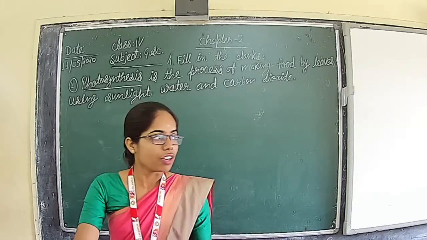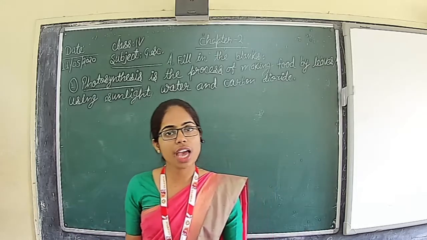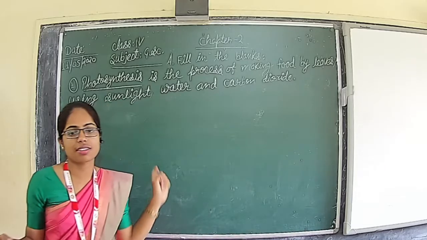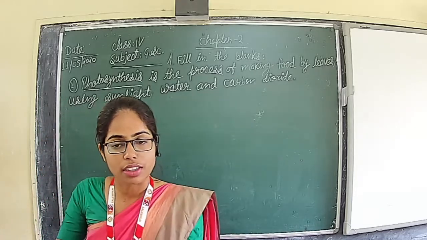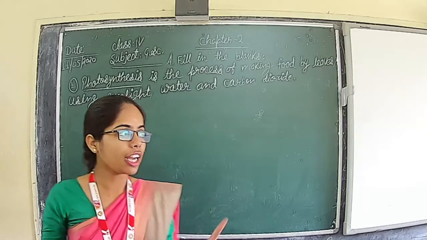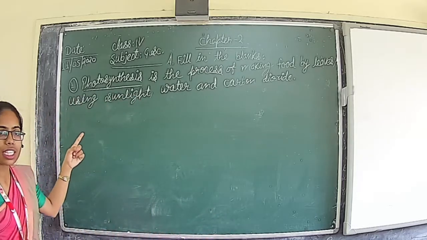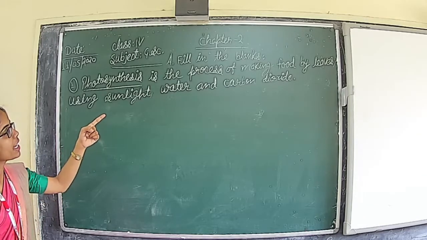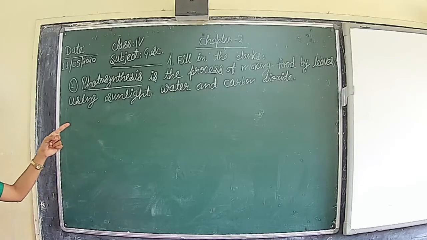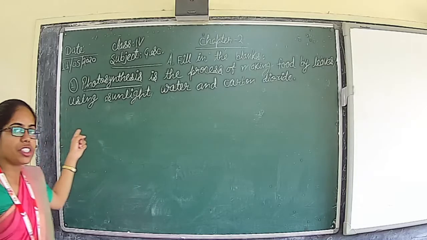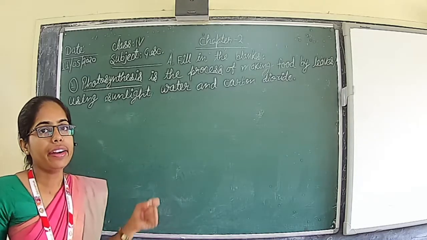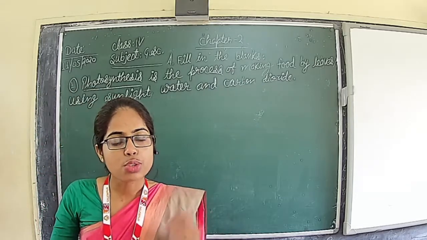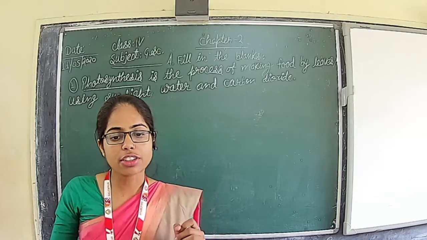Today we will continue the same chapter which we have studied last day. Fill in the blanks we were doing. Chapter 2, fill in the blanks. The first question: photosynthesis is the process of making food by leaves using sunlight, water, and carbon dioxide. This we have finished last day. Today we will continue with the second question.